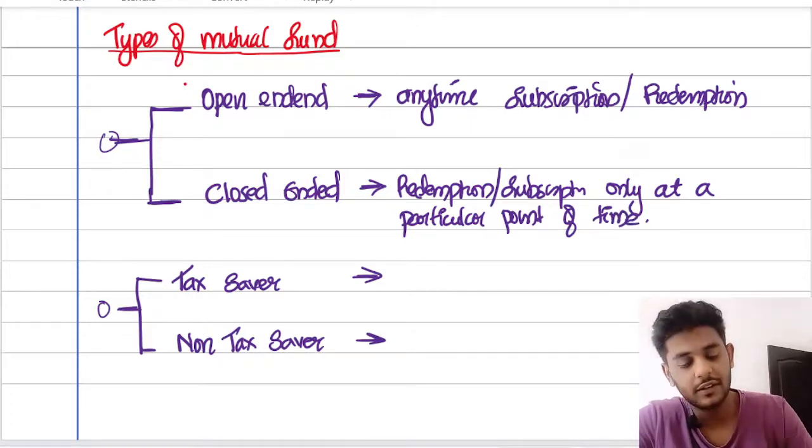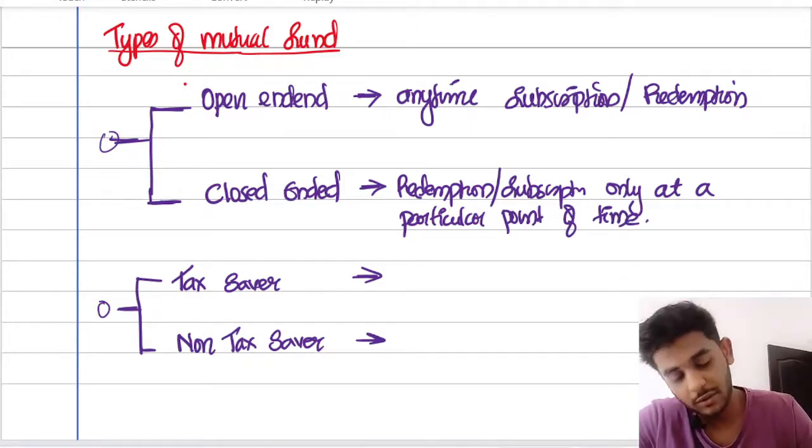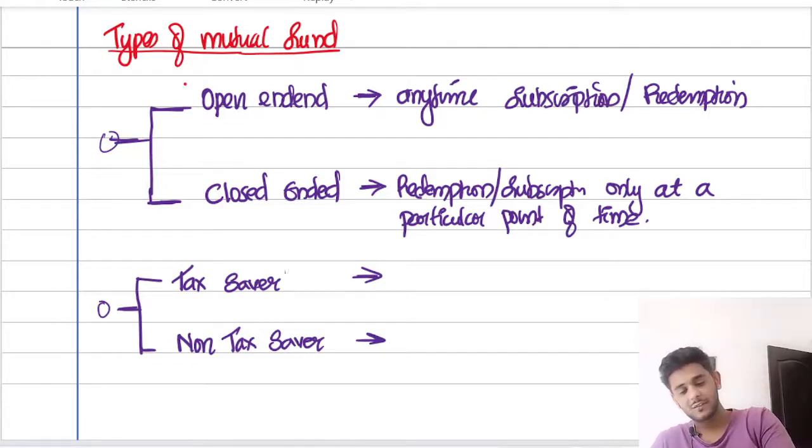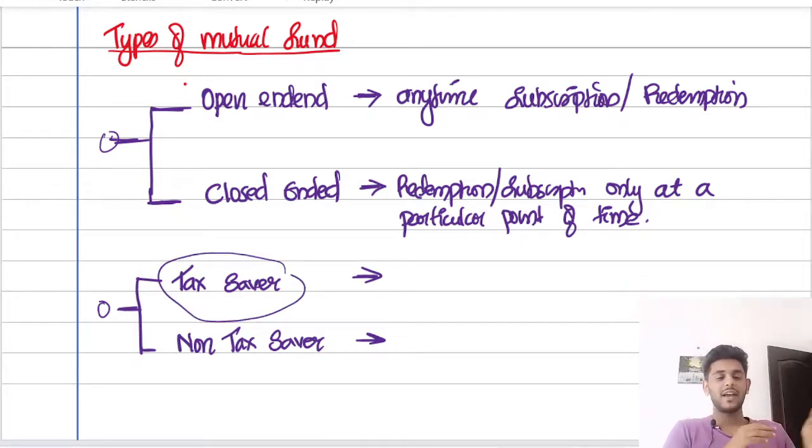Okay, that is what closed-ended is. Now coming to tax savings. Certain mutual funds will help you get tax reduction under Chapter 6A. But there are certain mutual funds out there which may not help you avail that tax deduction. The fund which helps you save tax is called tax saver, and the fund which will not help you save tax is known as non-tax saver.